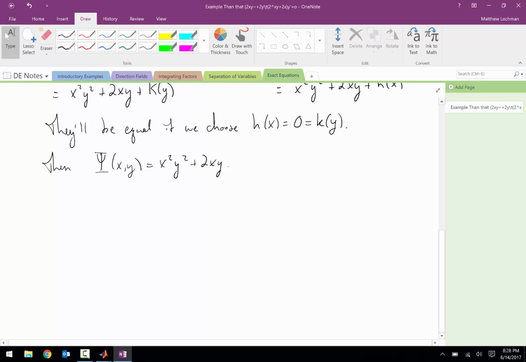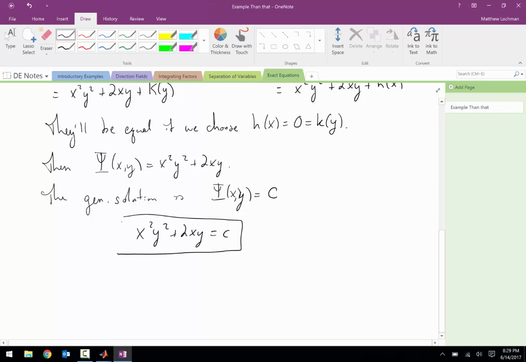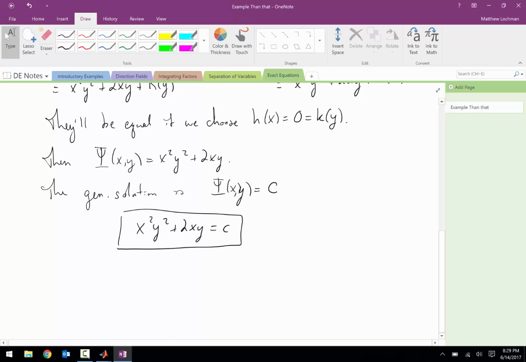Okay, so the general solution is big phi is equal to a constant. So it's x squared y squared plus 2xy equals c. Okay, and that's the general solution. All right, so anyway, now would be the time that I would use an initial condition if I had one.